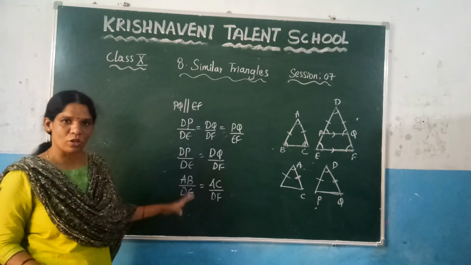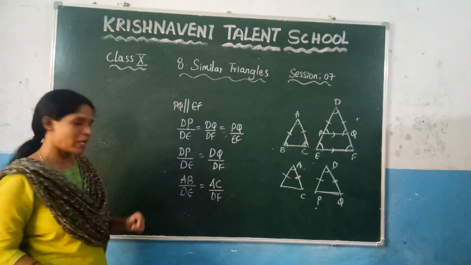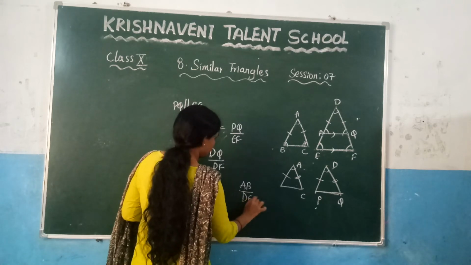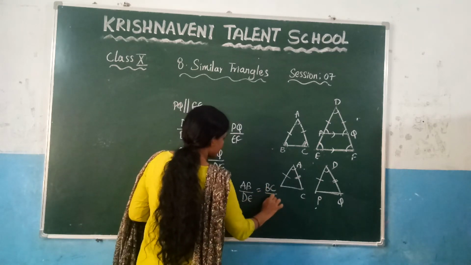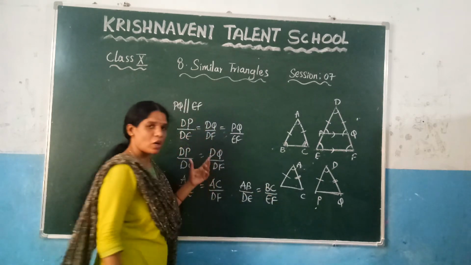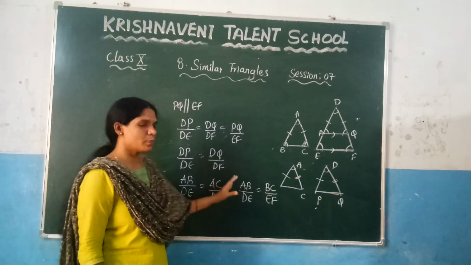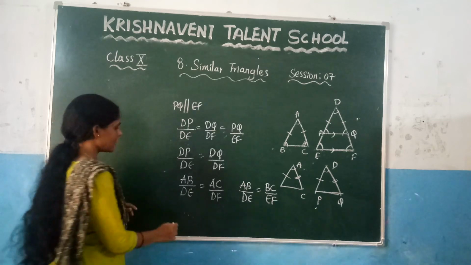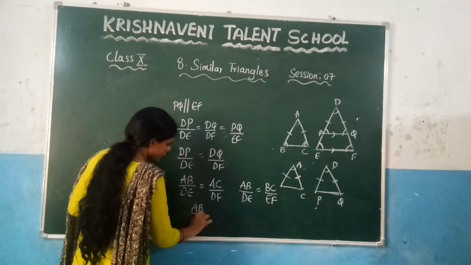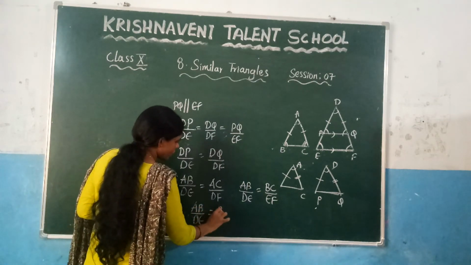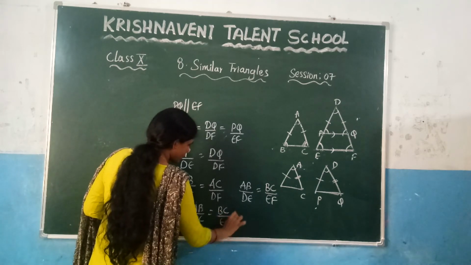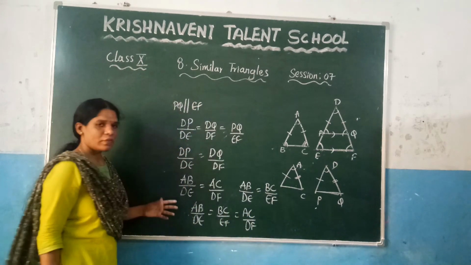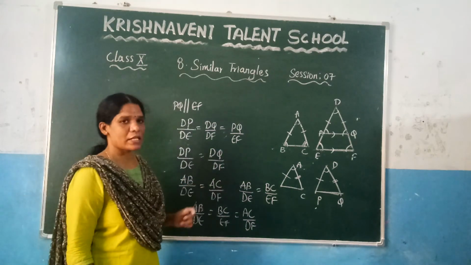Similarly you can proceed and prove AB by DE is equal to BC by EF. And if you follow this procedure again, you can prove this condition by taking these two equalities. You can write AB by DE is equal to BC by EF is equal to AC by DF. So we have proved that corresponding sides are proportional.